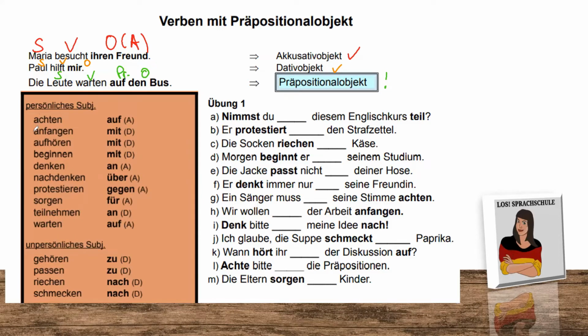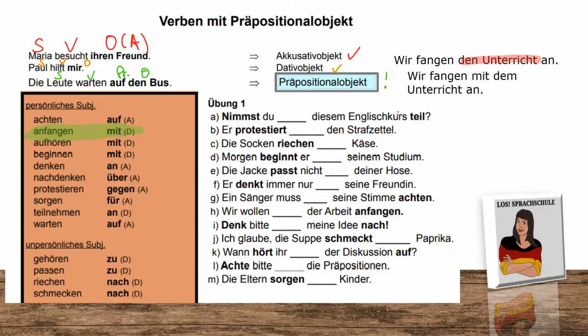We have here on the second line, anfangen, to start. If you want to say we start with the lesson, with the class, we will say, wir fangen den Unterricht an. So you might learn anfangen with an accusative object, which is true, it is. Den Unterricht, it is accusative. But if you have to say, wir fangen mit dem Unterricht an, then we have it in a dative version because of the mit dem Unterricht.